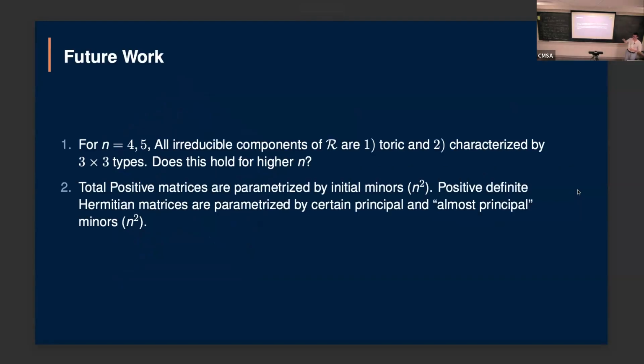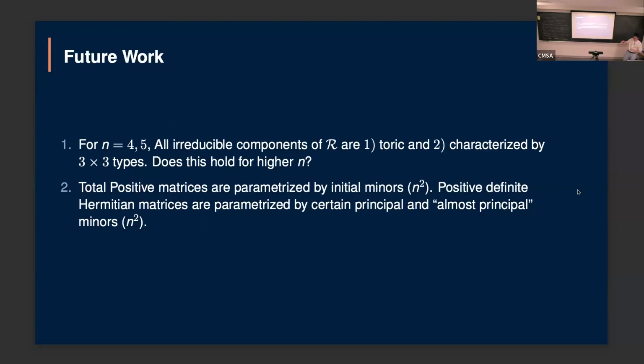So the irreducible components for all the dimensions that I've been able to work out have been toric and characterized by the type of the 3 by 3 principal submatrices. The real and Hermitian are the 2 types. And toric geometry is nice for combinatorialists. That puts us in the realm of polyhedral geometry. So I'm curious if that holds for higher n.